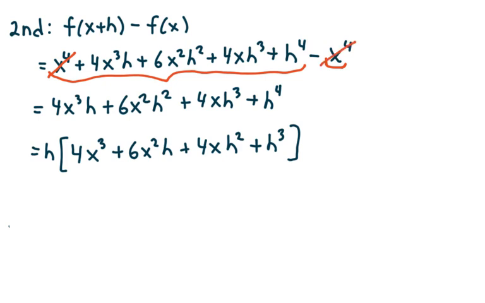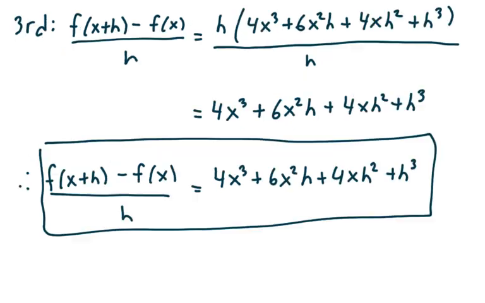And what I have left is 4x cubed h plus 6x squared h squared plus 4xh cubed plus h to the fourth. Factoring out an h, we get h times the quantity 4x cubed plus 6x squared h plus 4xh squared plus h cubed. And now I've set myself up really well for the third and final step.